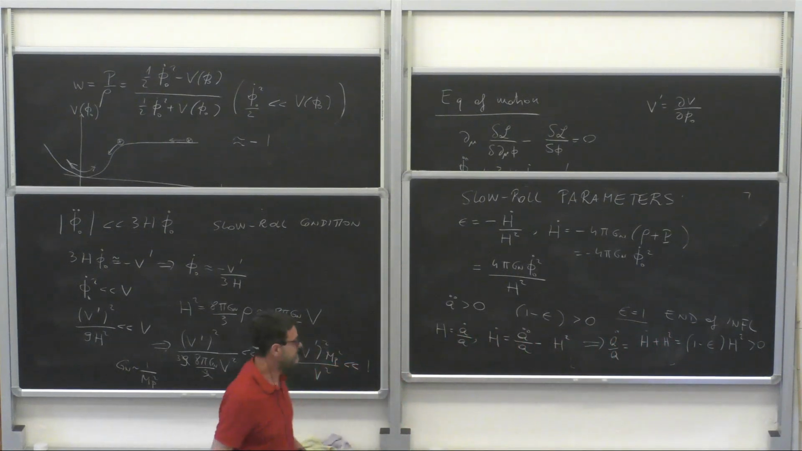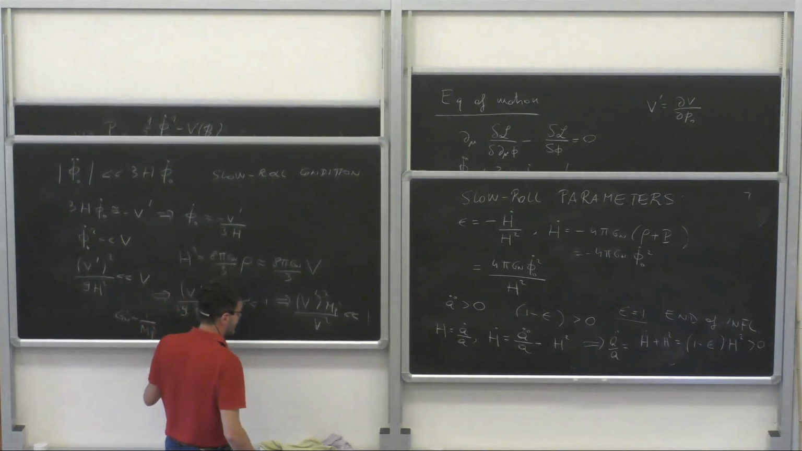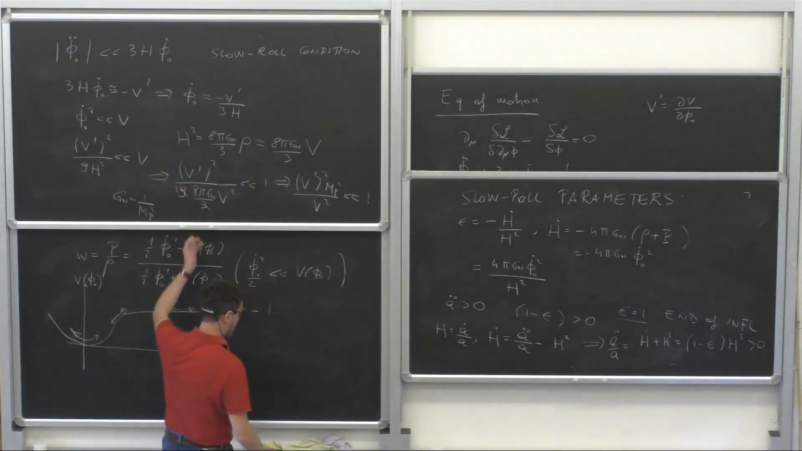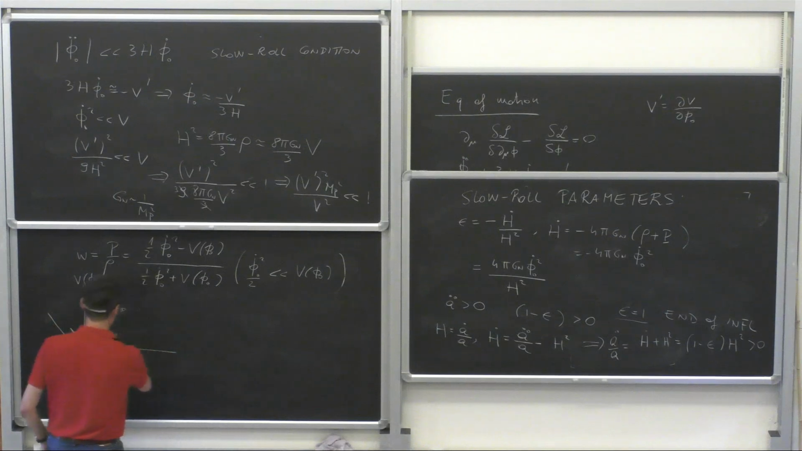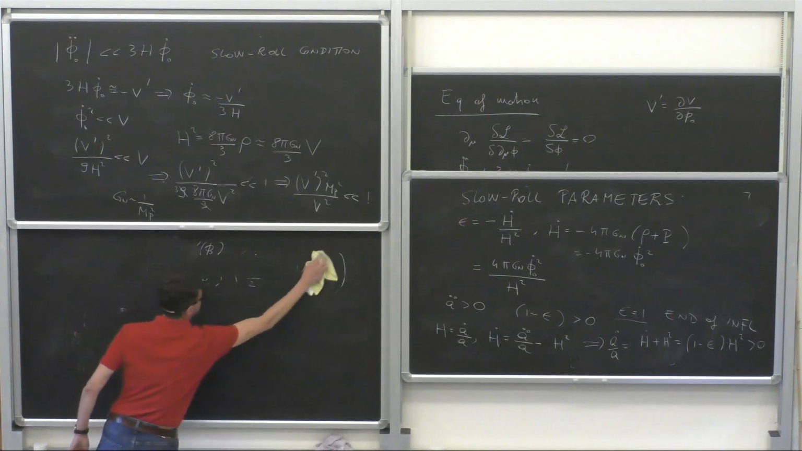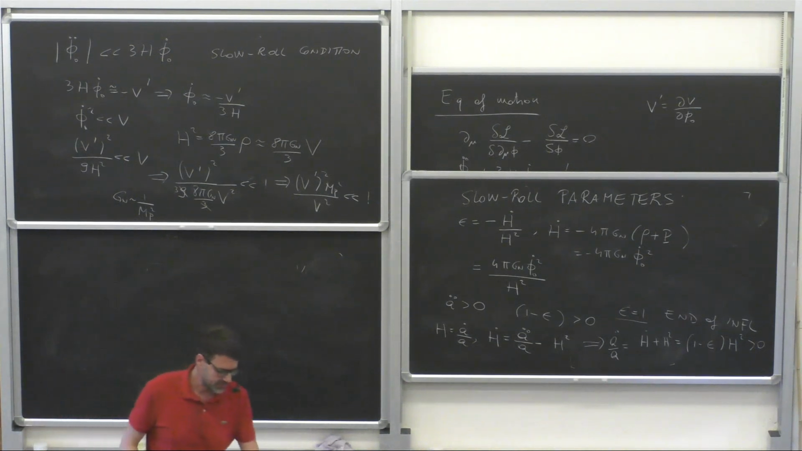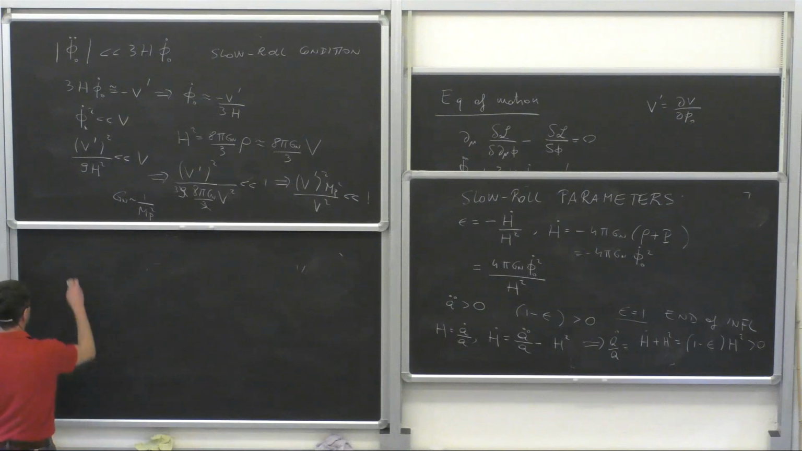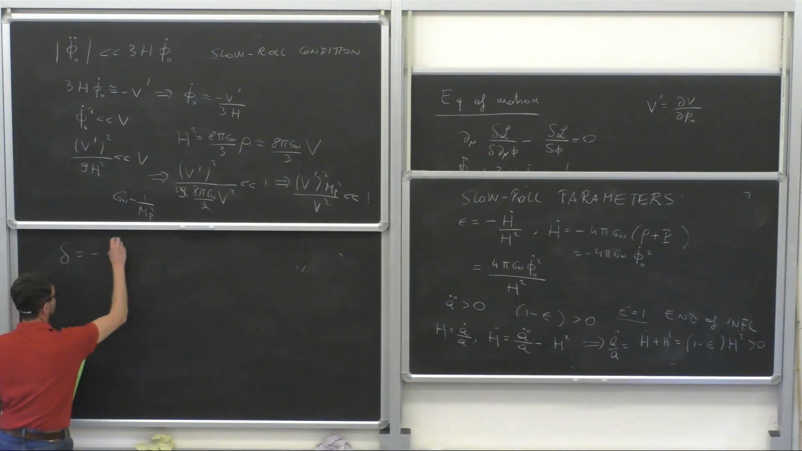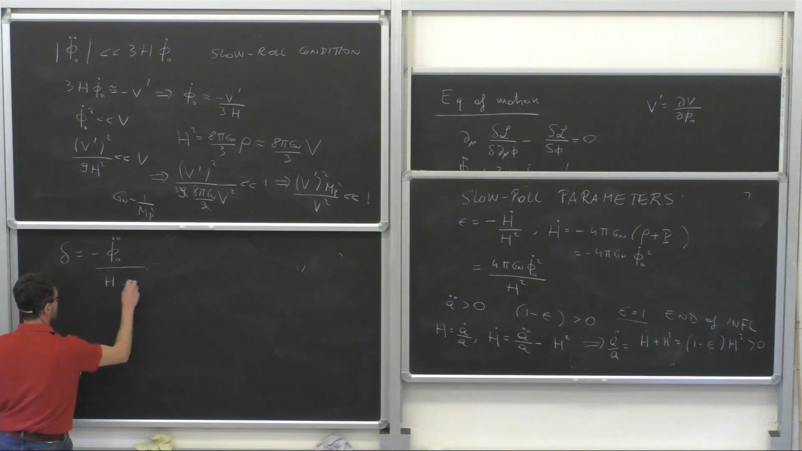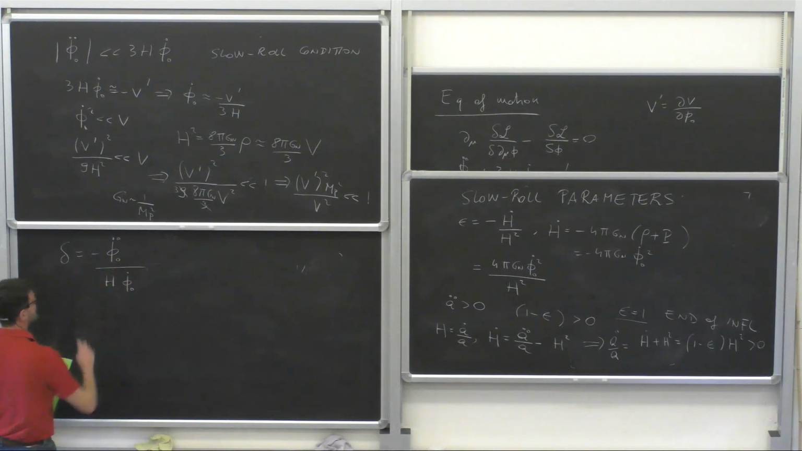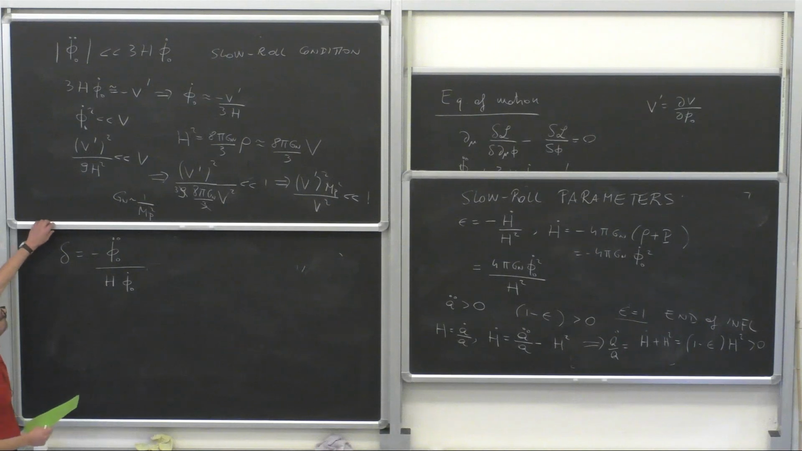There is another parameter which I want to introduce, another slow-roll parameter, which is called delta. And this time, this parameter tells you how small the acceleration of the inflaton field is. So this parameter delta is equal to minus phi double dot 0 divided by h phi dot 0. Why is this parameter important? Because if you remember what I did, I neglected in the equation of motion the phi double dot compared to the friction term, and this tells you how good this approximation is. This parameter also has to be smaller than 1.